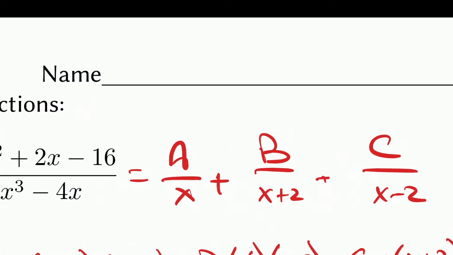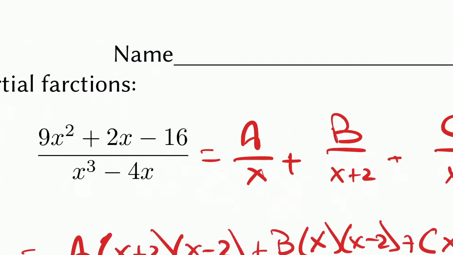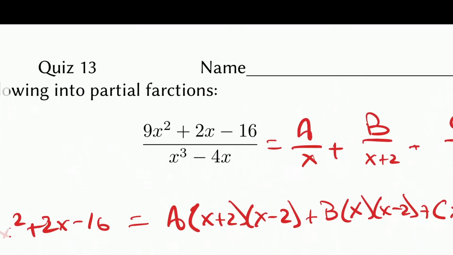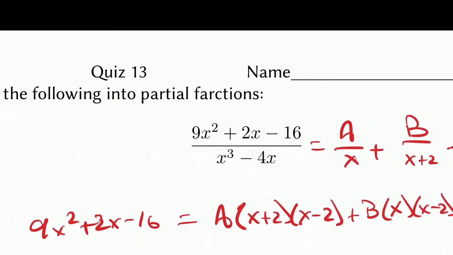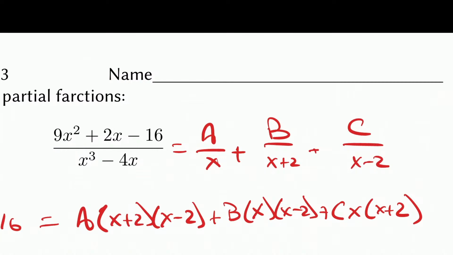I'm going to multiply everything by the common denominator of x cubed minus 4x. And when I do so, the left-hand side, of course, just becomes the numerator. On the right-hand side, I end up with all of these extra factors. For example, A times this denominator ends up becoming A times the other two factors, because the x will cancel. With the B, it's the x plus 2 that cancels, and so you're left with those two factors. And with the C, it's those two because the x minus 2 will cancel for that one.